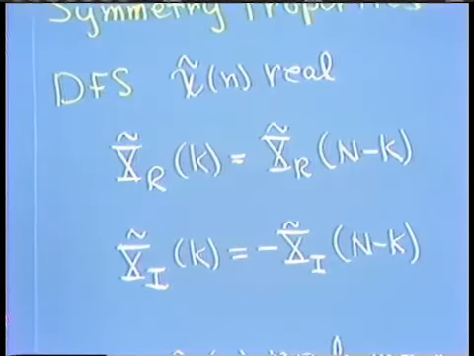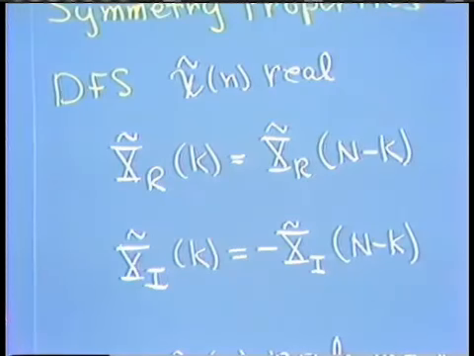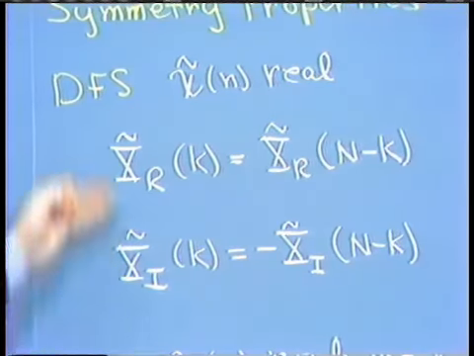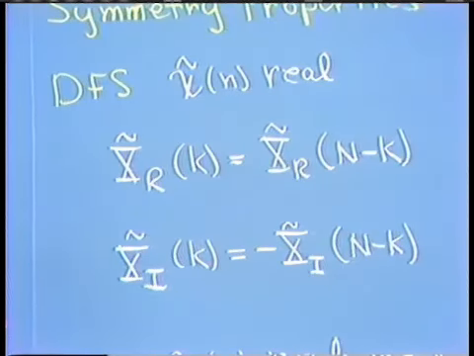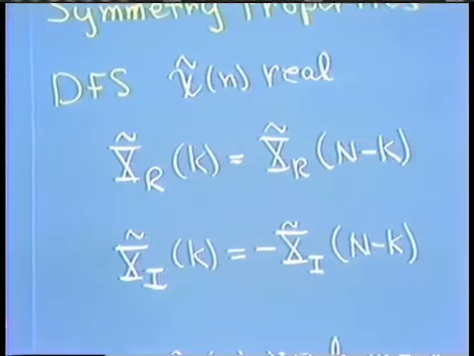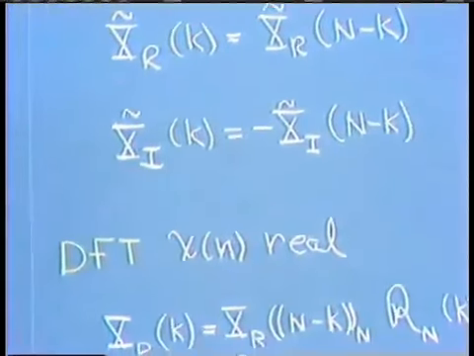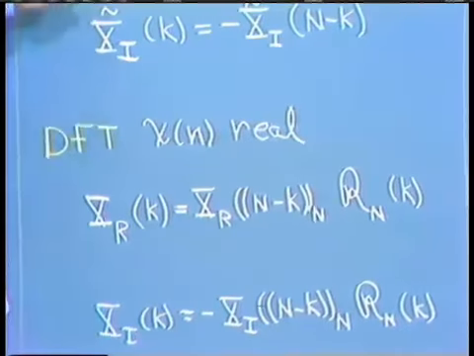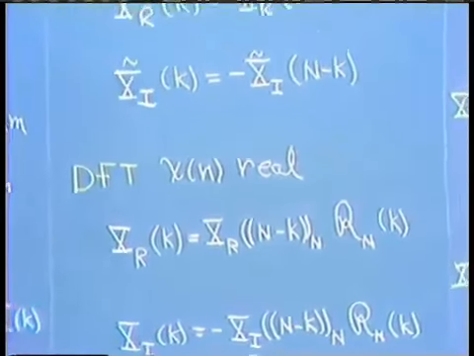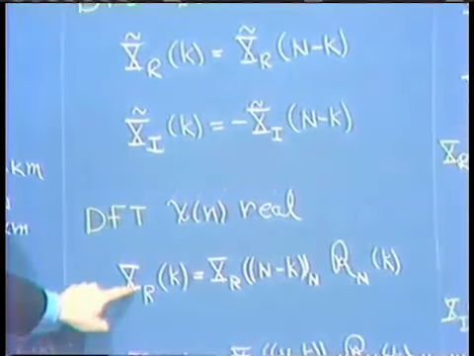Well, the discrete Fourier transform is one period of the discrete Fourier series, and consequently, this implies the same type of symmetry properties for the discrete Fourier transform, keeping in mind, again, that we want to relate these properties just to a single period. So we have the discrete Fourier transform. Again, we'll assume that x of n is real.